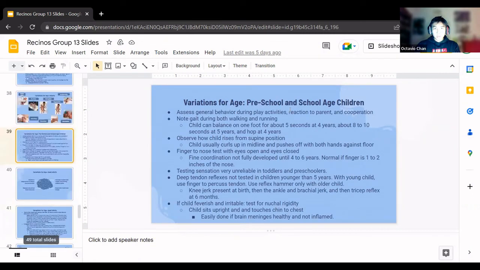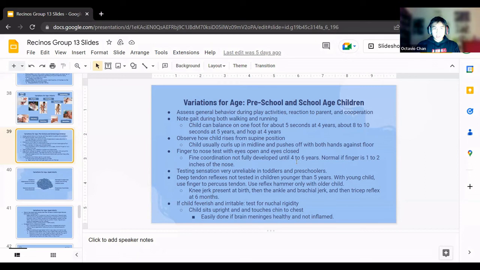And so variations for preschool and school-age children, you want to assess general behavior during play activities, their reaction to their parents and their cooperation. You also want to note their gait during both walking and running. You also want to observe how the child rises from a supine position. You also want to do the finger to nose test with their eyes open and their eyes closed.